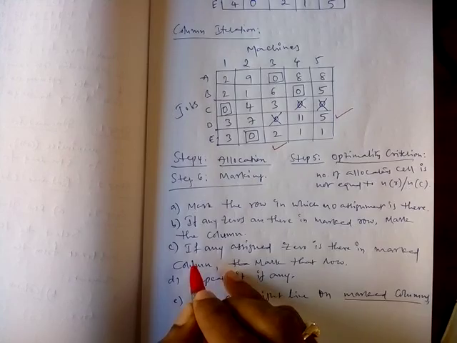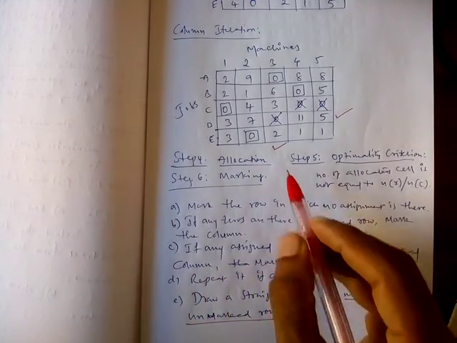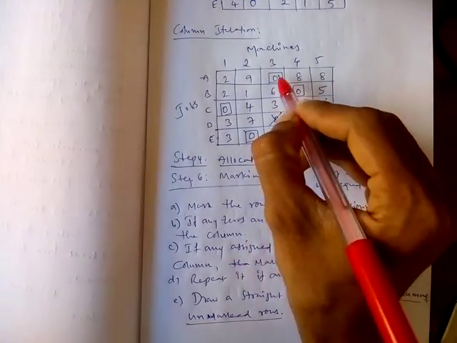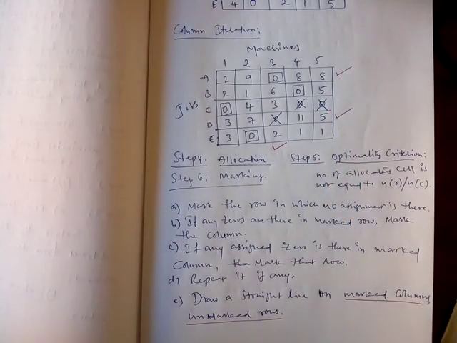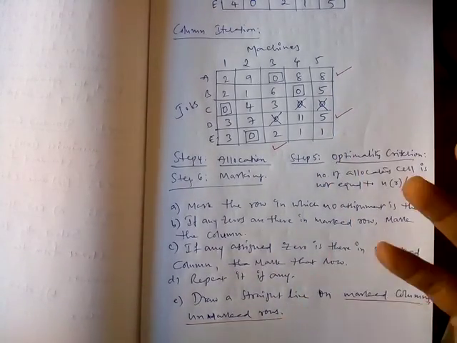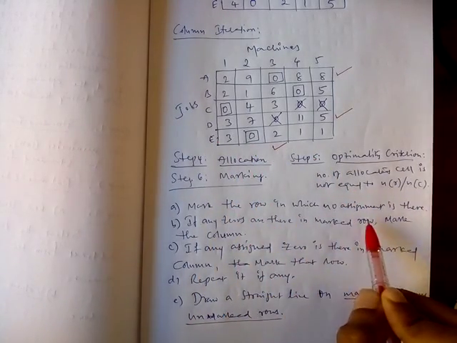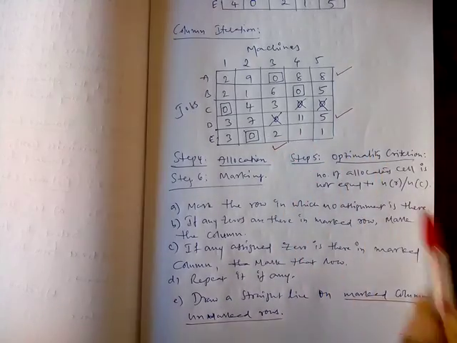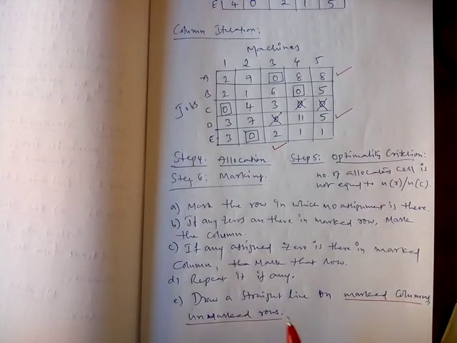And step number 3, if any assigned 0 is there in the marked column, mark that row. So if you find here we have assigned 0 in column 3, so this row will be marked. So this is what marking is. Now repeat it. If you find any row which is having no assignment, we have to conduct the same procedure. But here it is over, so we are moving to step number 5.